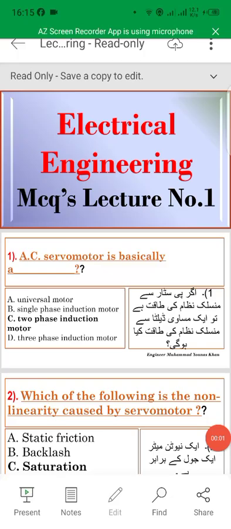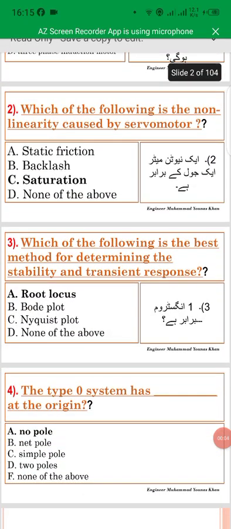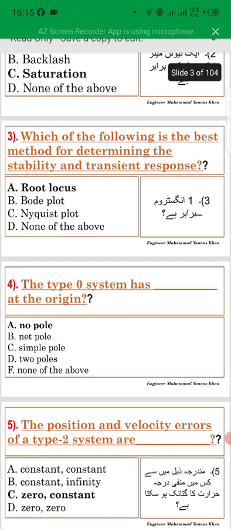Servometer is basically a two-phase induction motor. Which of the following is non-linearity caused by servometer saturation? Which of the following is the best method for determining the stability and transient response? Root locus.